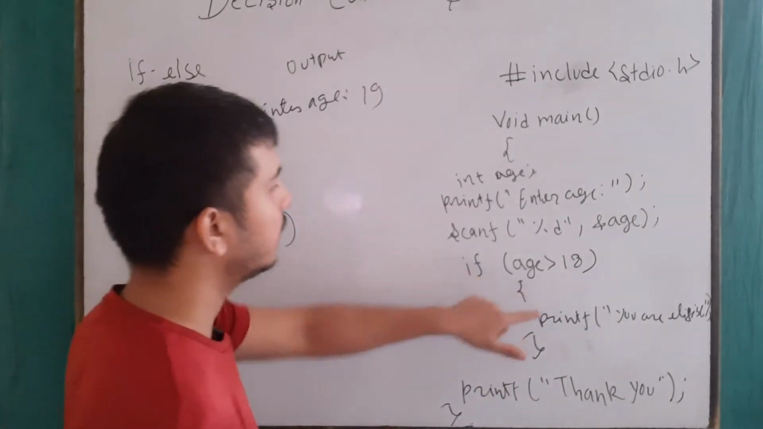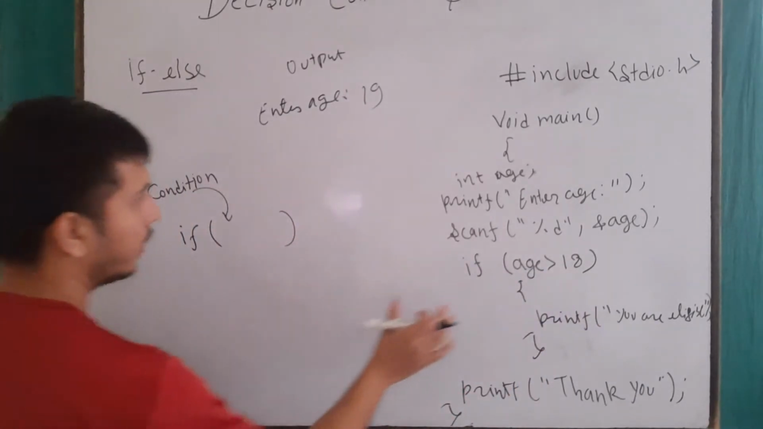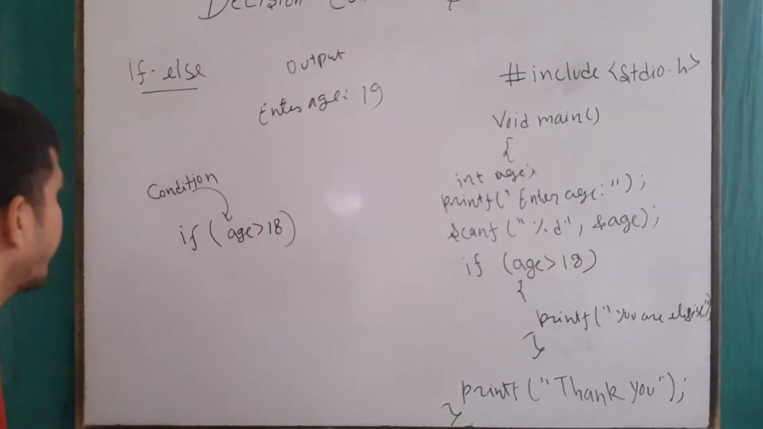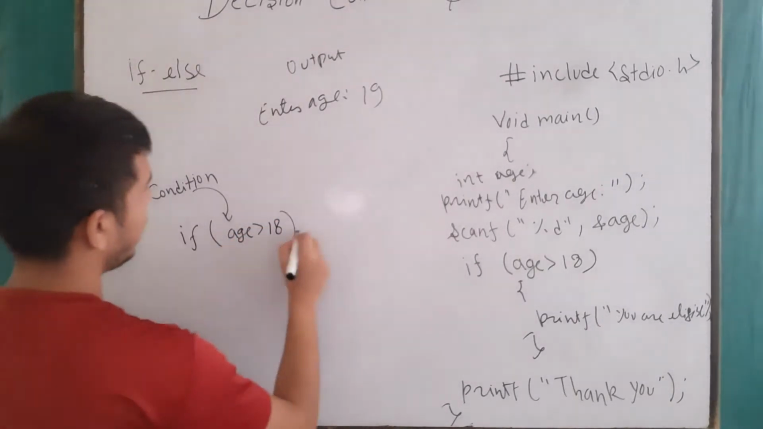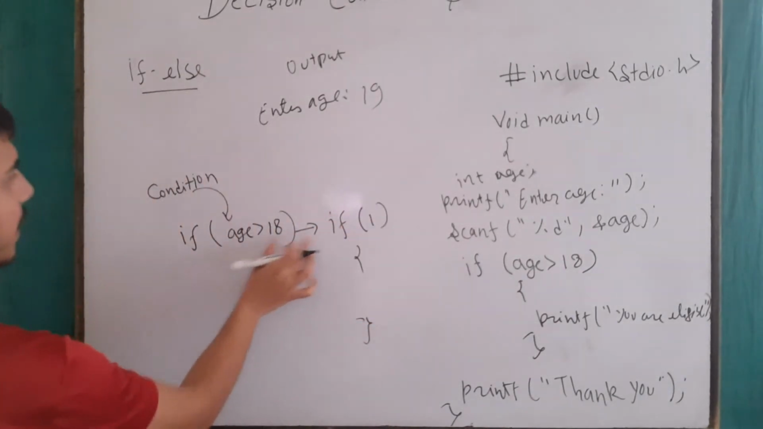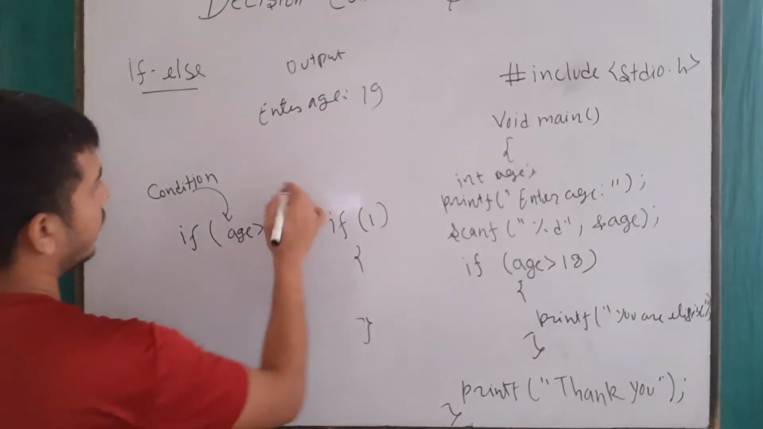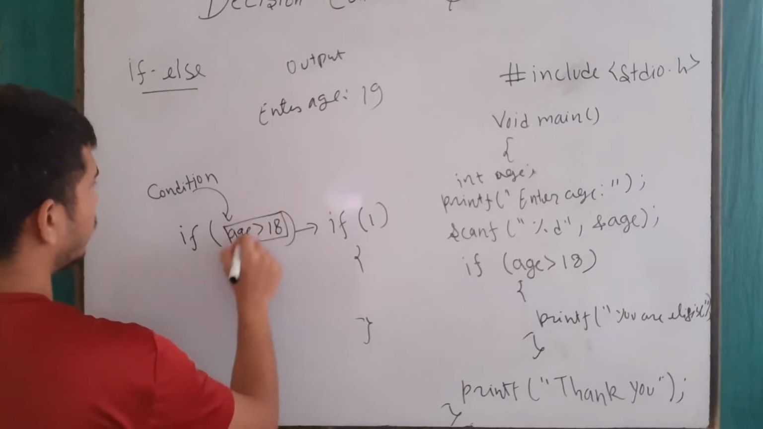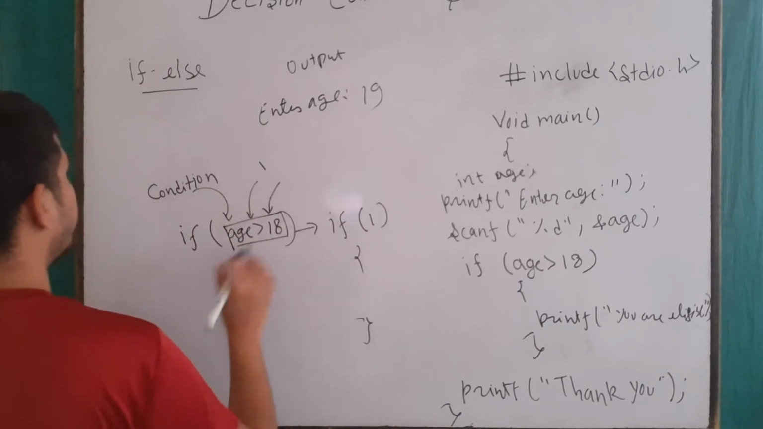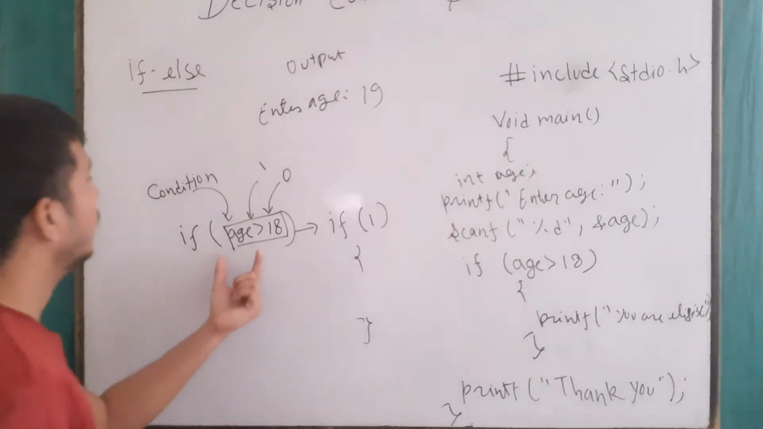Now this condition will check whether my age is greater than 18 or not, right? If I write age greater than 18 here, what happens? It internally returns 1. Why? What happens in C programming? Conditional operators, if the condition is true, then it returns 1, and if the condition is false, it returns 0. That is the first thing the conditional operator does.